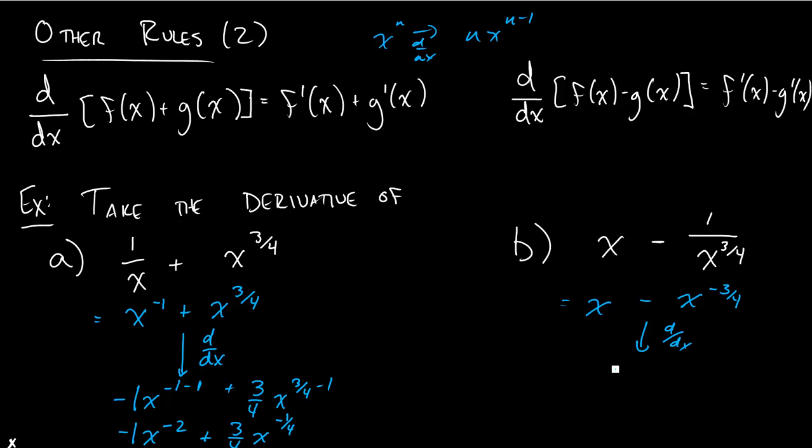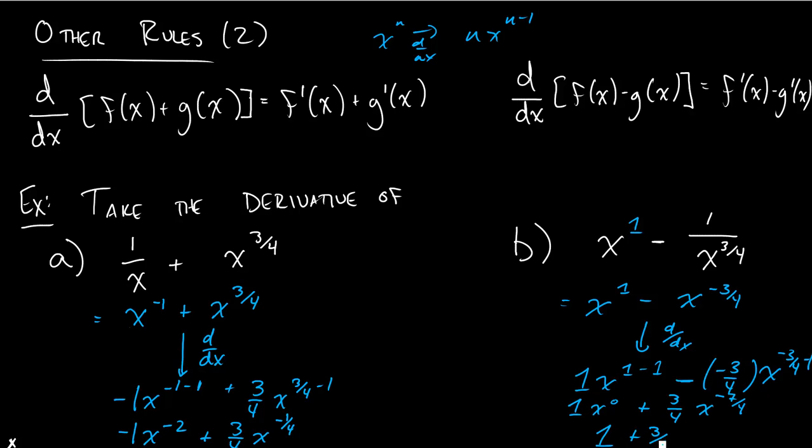So d over dx, and I'll get 1, so this is really x to the first power. Remember, that's why I know how to take the derivative of it. 1 times x to the 1 minus 1, minus, not equal to, boy, early morning's getting to me. So minus negative 3/4, I'm bringing down my power, x to the negative 3/4 minus 1. So let's simplify this. Remember, this is 1 x to the 0, and then minus a negative is really plus. So plus 3/4 x, and I'm doing negative 3/4 minus 1, which is going to be negative 7/4. Now remember, x to the 0 is always 1, so you just end up with 1 times 1, which is 1, plus 3/4 x to the negative 7/4. All right, so that's your answer there.